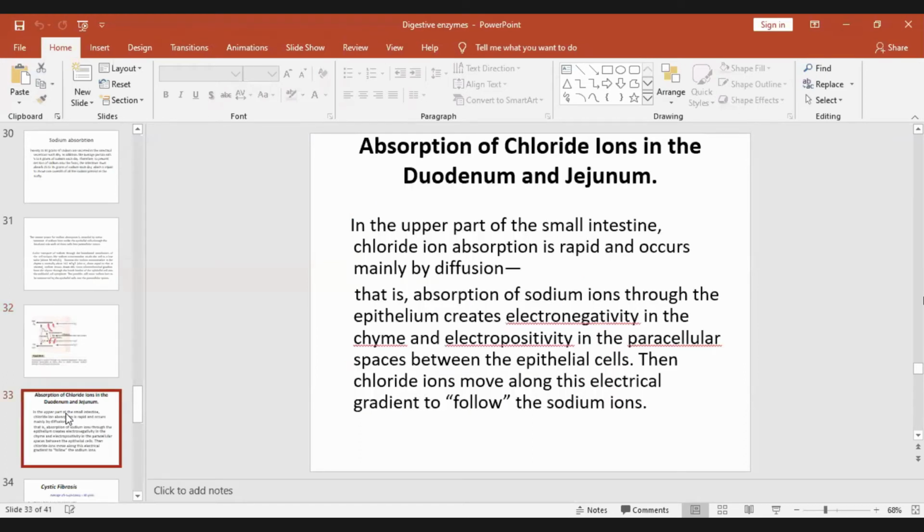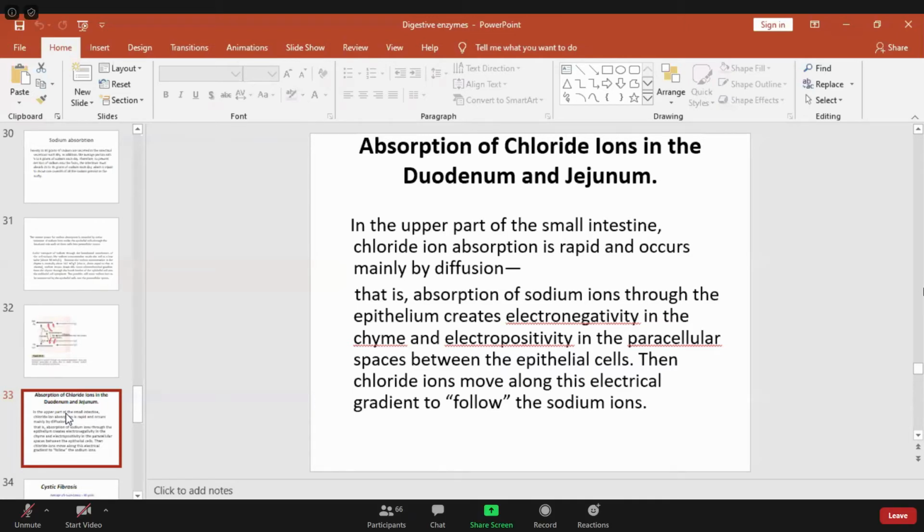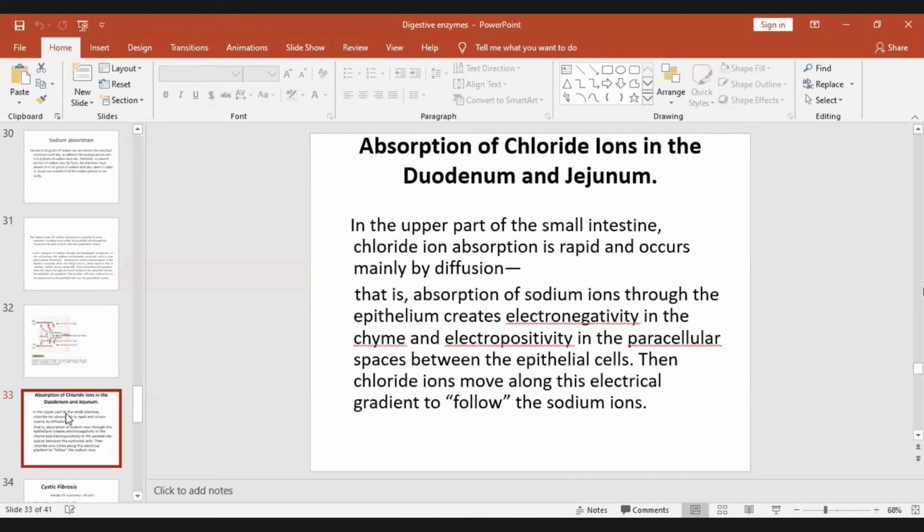Absorption of chloride ions in the duodenum and jejunum. Generally, sodium is also absorbed in the duodenum and jejunum. Now, chloride ion is also absorbed, because with the absorption of sodium ions, the epithelium creates electronegativity in the chyme and electropositivity in the paracellular spaces within epithelial cells. Then chloride ions move along this electrical gradient to follow the sodium ion. First, sodium ions are absorbed into epithelial cells from the chyme side.